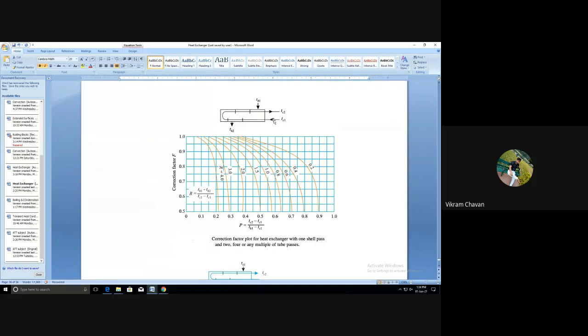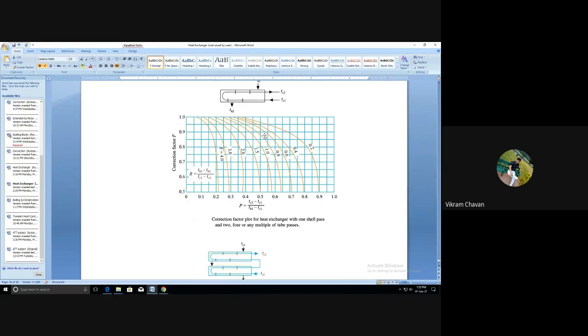But consider a fluid having 2 passes. The fluid flows in one direction, and then once again flows through the shell in the opposite direction, so the fluid passes two times through the shell. This is the two pass, single shell heat exchanger.